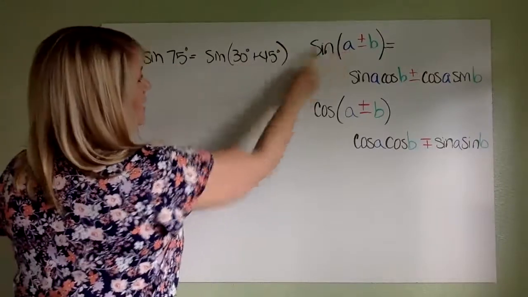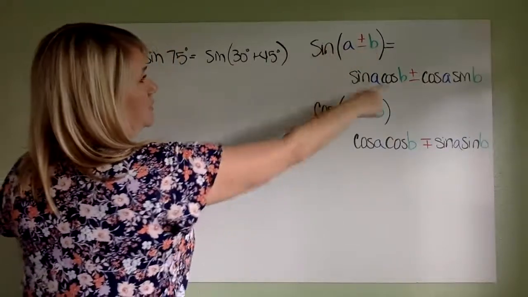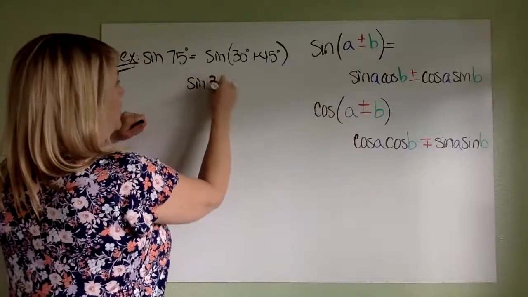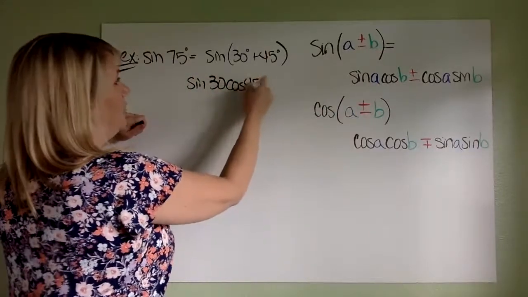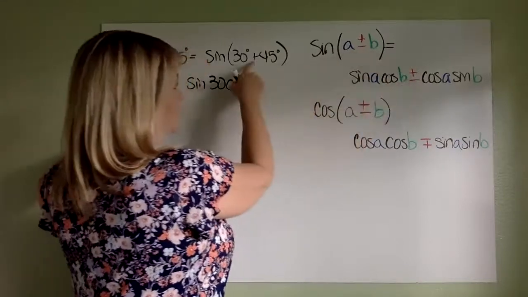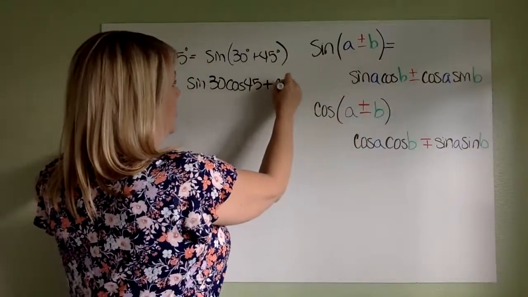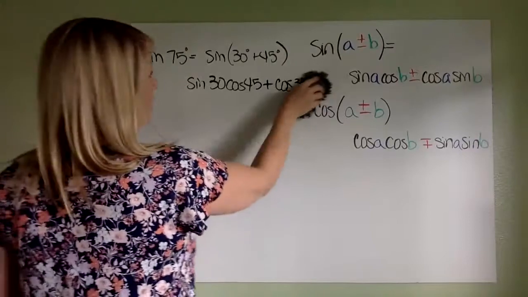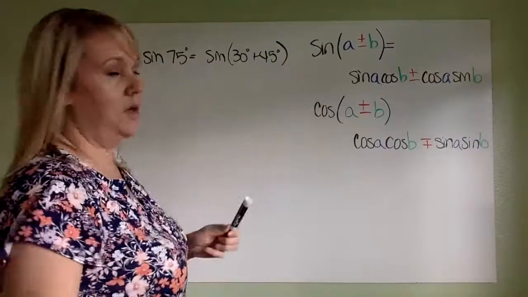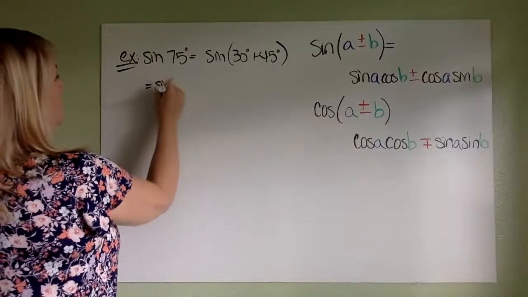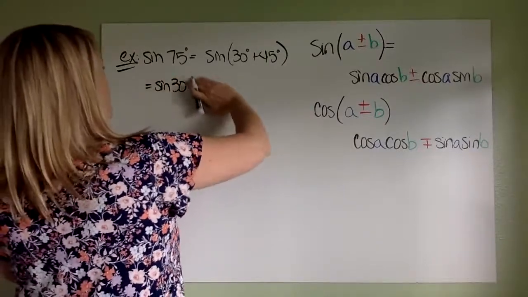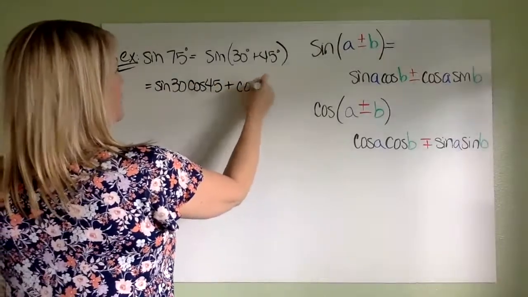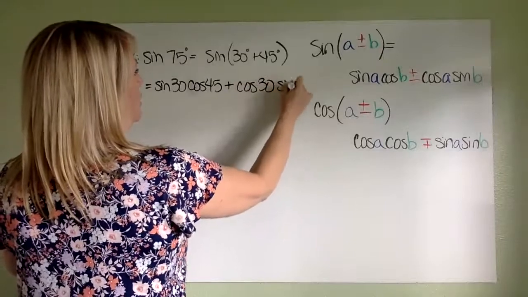So 30 is my A, 45 is my B, and then I'm going to plug those into this little formula right here everywhere I see an A and a B. So it's going to look like the sine of 30 cosine 45, and then it's the same plus or minus. So if there's plus right here, I'm putting plus right there, and then cosine 30 sine 45.